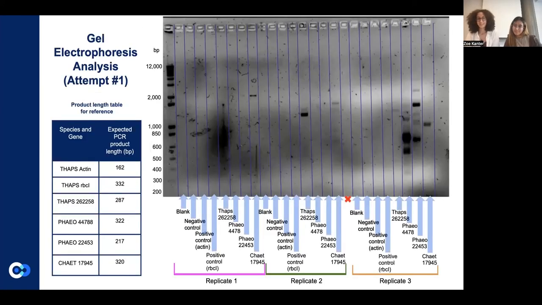Speaking of our results, the point of this slide is to say that we basically failed the first time. But before I can get to that, let me just give you a crash course in what all of this means, because I know this is a lot on this slide. So what we did is we put different samples into each of these wells at the top. And if you're not familiar with gel electrophoresis, what happens is a charge runs through. And since DNA is negatively charged, it runs through.